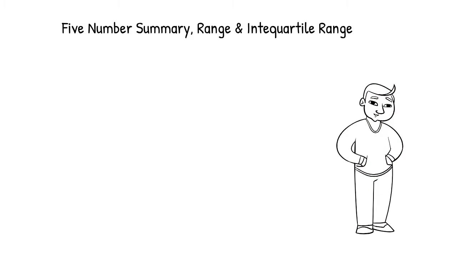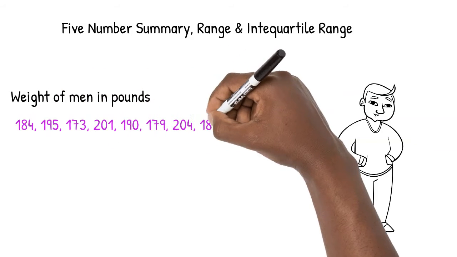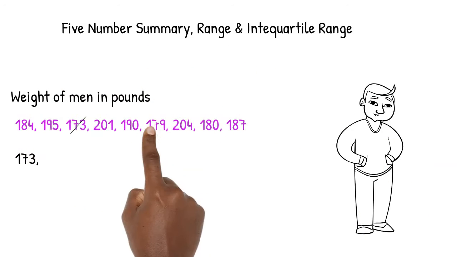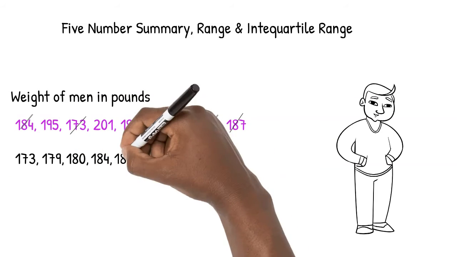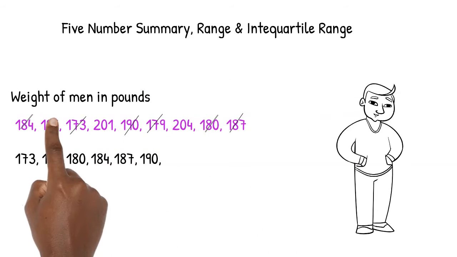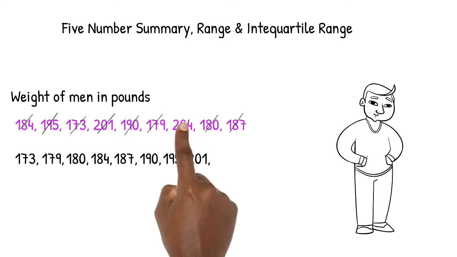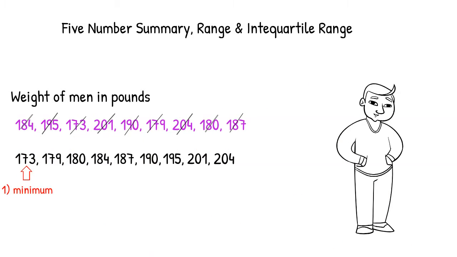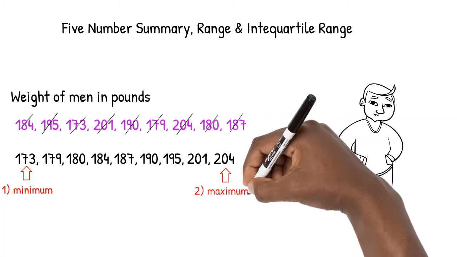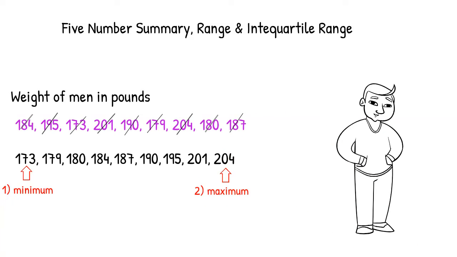Let's say we survey 9 men and collect their weights in pounds. To start examining the data, it is helpful to first rewrite these values in size order. I have chosen to rewrite the weights from smallest to largest. Once organized, it's easy to see that the minimum weight is 173 pounds and the maximum weight is 204 pounds. These are the first two numbers in the 5-number summary.